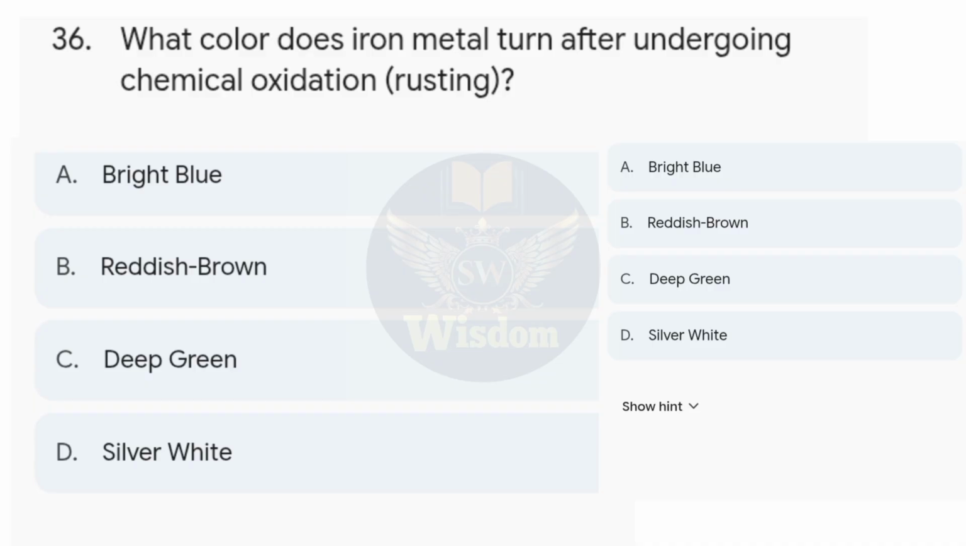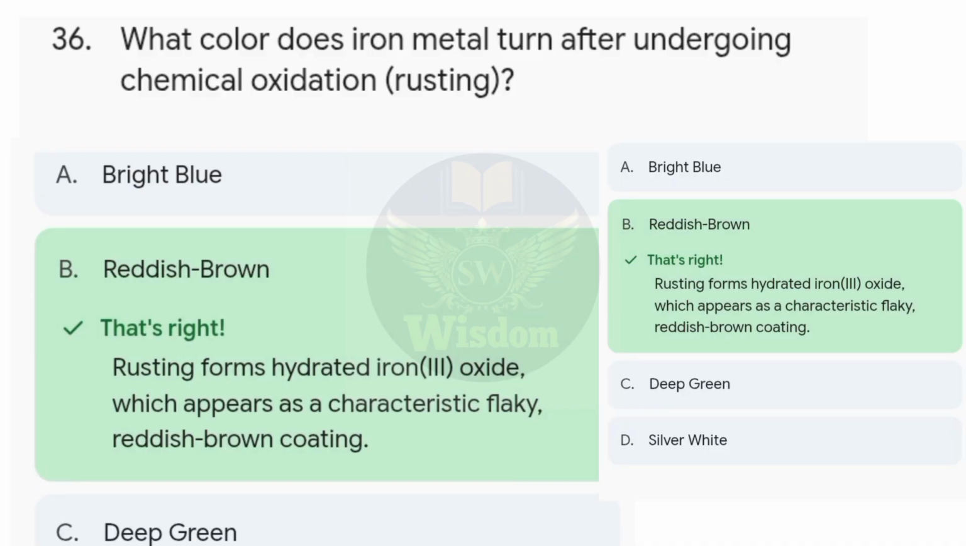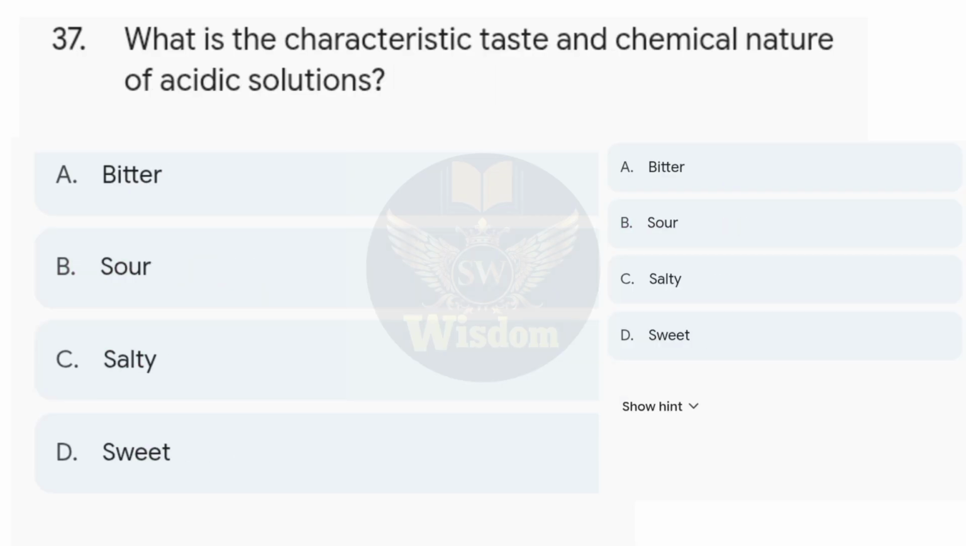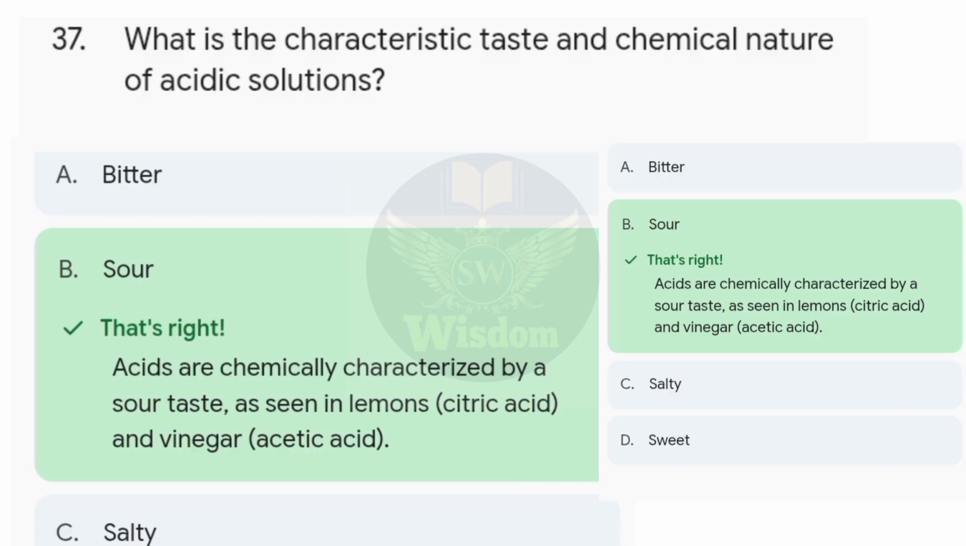The correct answer is option B, reddish brown. Next question. What is the characteristic taste and chemical nature of acidic solutions? The correct answer is option B, sour.